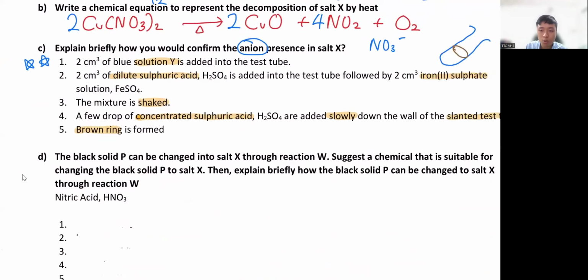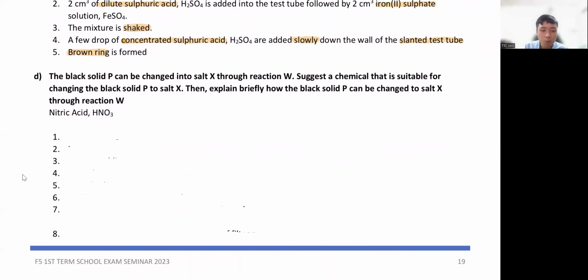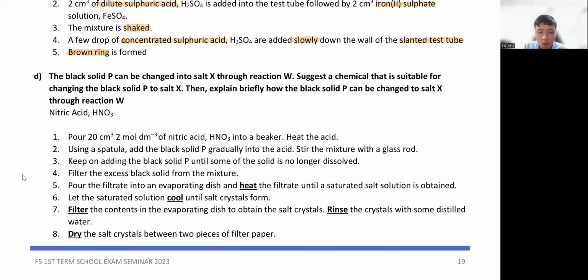By the way, don't copy. This one you can just screenshot or you can find the answer in the QR code at page 1. I'll explain. Basically you add acid, then you add the black solid P using a spatula, just pour inside until it no longer dissolves. You stir. Then you filter the excess black solid out of the mixture. Then you get your copper nitrate.